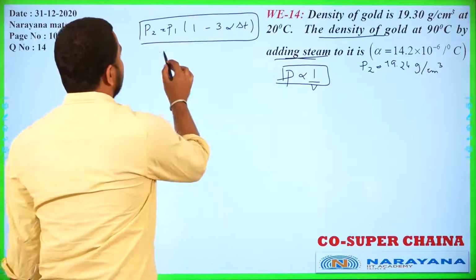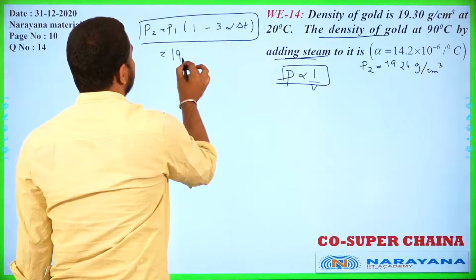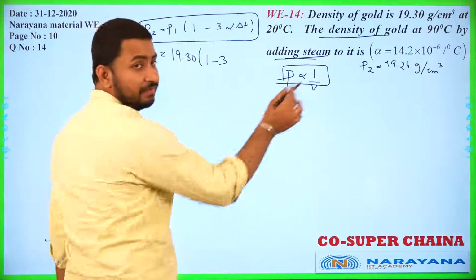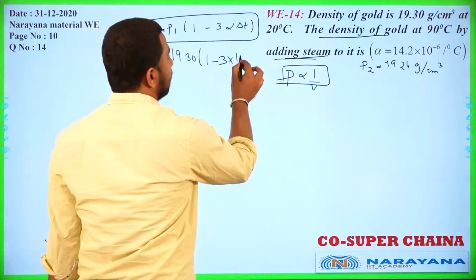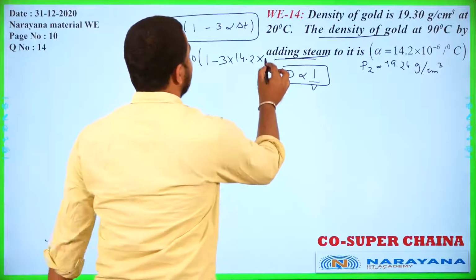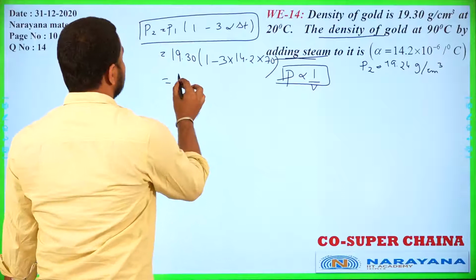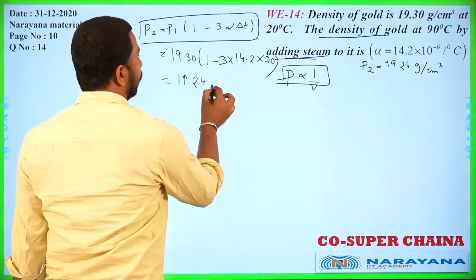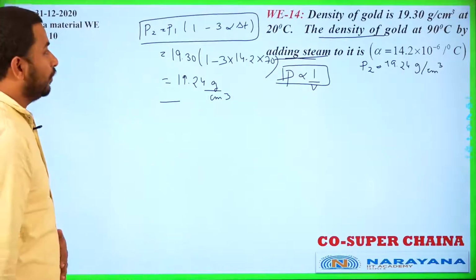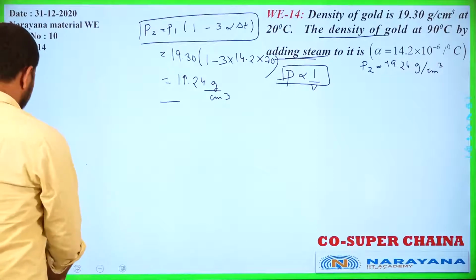Now we plug in the value of the initial density, which is 19.30, times (1 minus 3 alpha), where alpha is 14.2 and delta T is 70. Simplifying, this comes out as 19.24 gram per centimeter cube, and that will be the answer for this question. Okay, let's move to the next question.